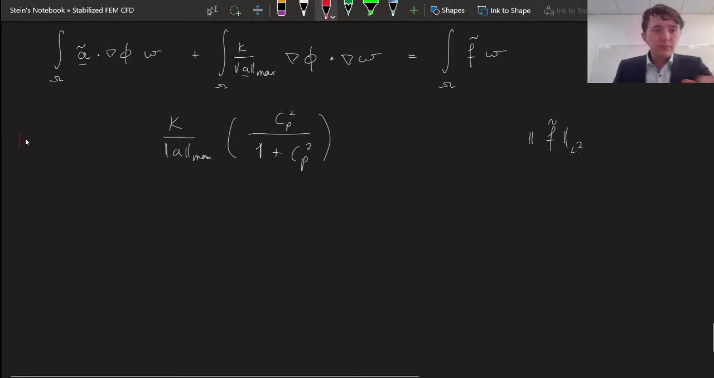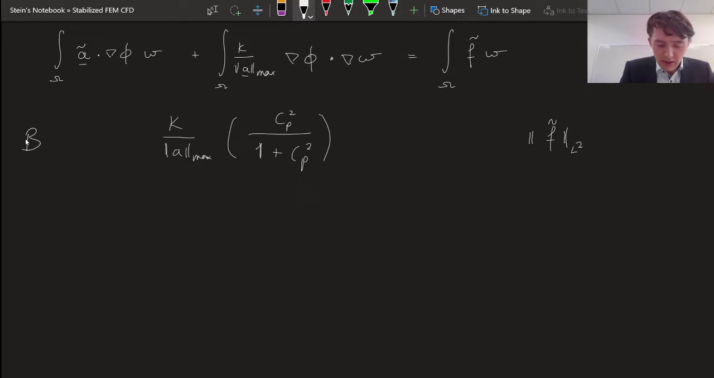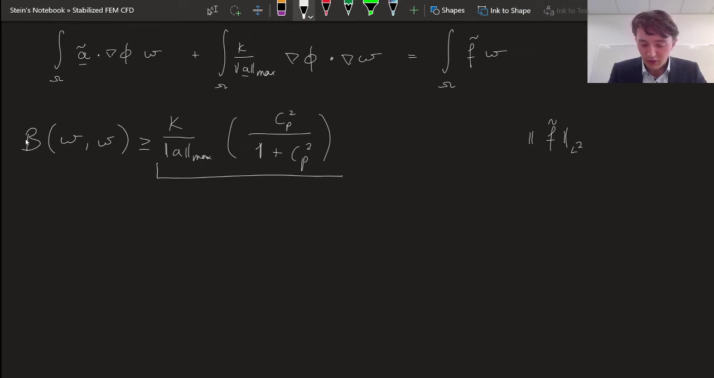form B, then if we substitute now the same function in both slots, so W and W, that's going to be larger than or equal to this expression multiplied by the norm of whatever function we have put in there squared, measured in H1 norm. And that made this our coercivity constant, CC.